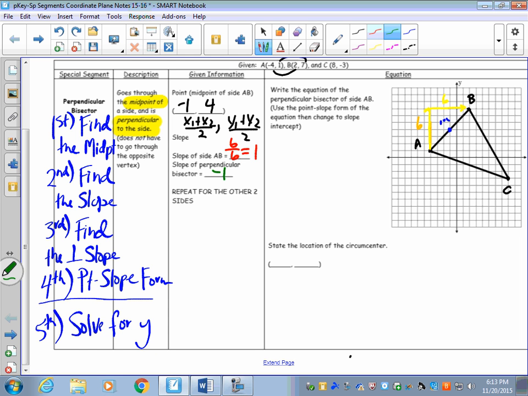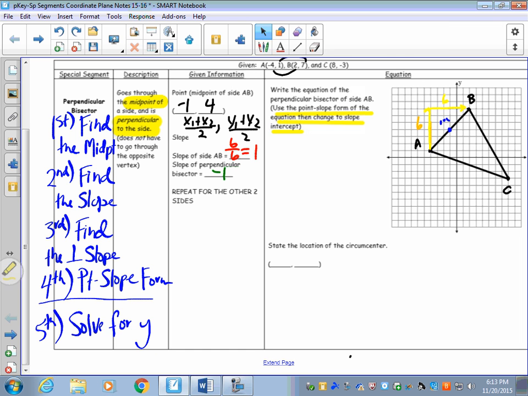So then we are going to write the equation in point slope form. If we look here on our notes, it says that we want to use the point slope form for the equation that changes to slope intercept. Now, it only changes to slope intercept form if they ask for the equation in that form, or if we're going to have to find the point of concurrency, because it's easier to put it into slope intercept form to substitute, or standard form to use elimination.